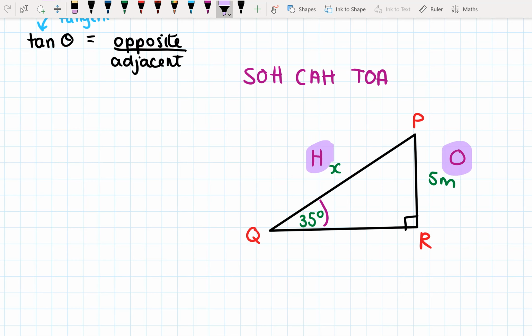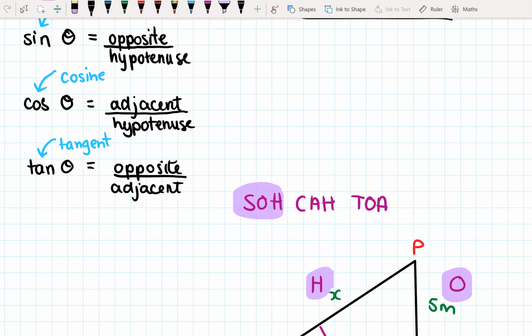Okay, and if you look at our triangle, we have O and H. So which of these three uses O and H? Well, you can see it's this first beautiful one called SOH. So in that case, we know that we are working with the S, which was sine.